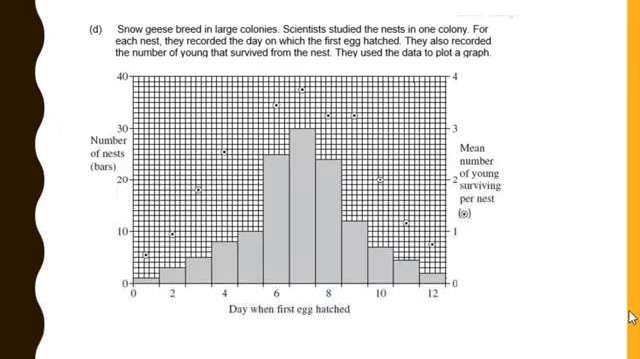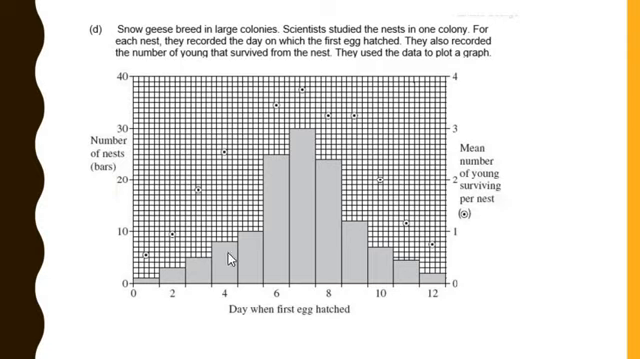Snow geese breed in large colonies. Scientists studied the nests in one colony. For each nest, they recorded the day on which the first egg hatched. They also recorded the number of young that survived from the nest. They used the data to plot a graph. So they had a look at the day when the egg first hatched, and then they had the number of nests, so this is the bars, and the mean number of young surviving. Now your question is, what type of selection do you think this is, and describe the evidence for your answer.